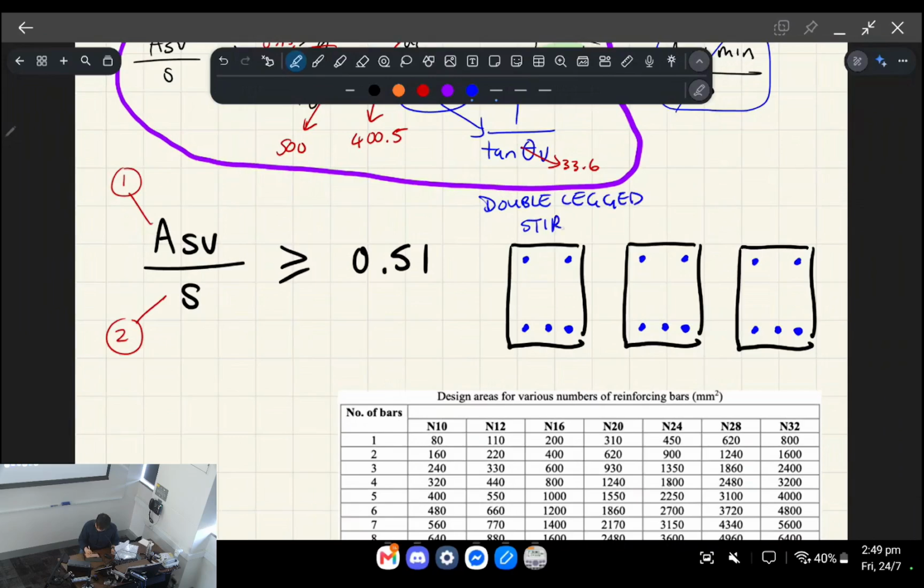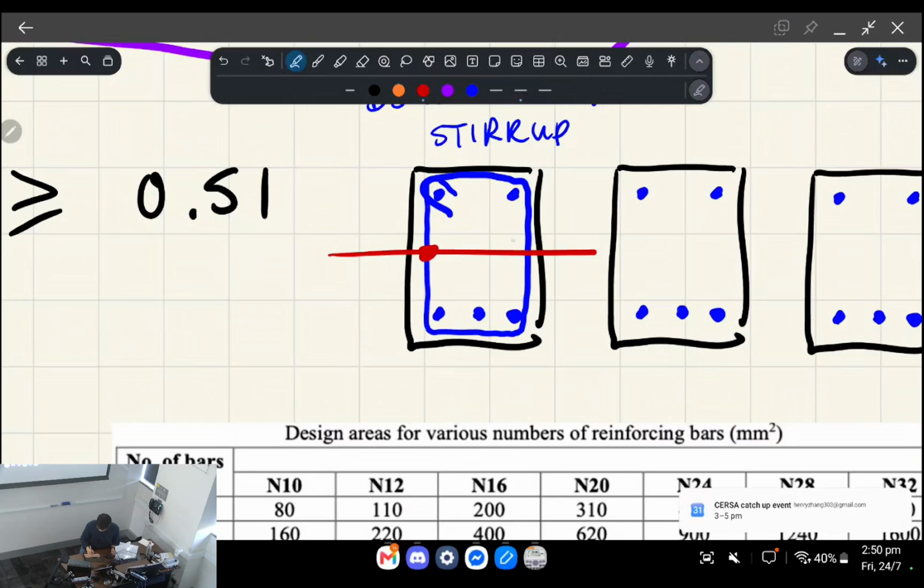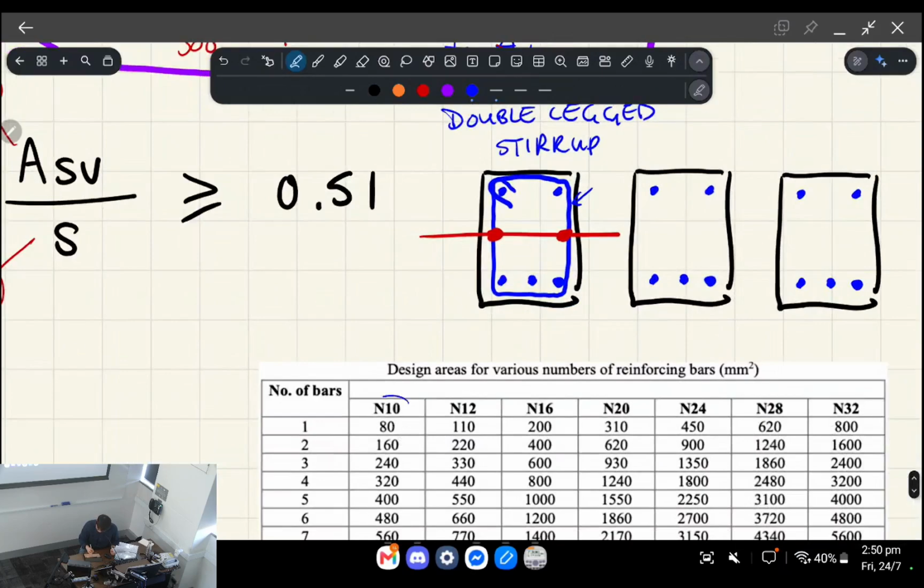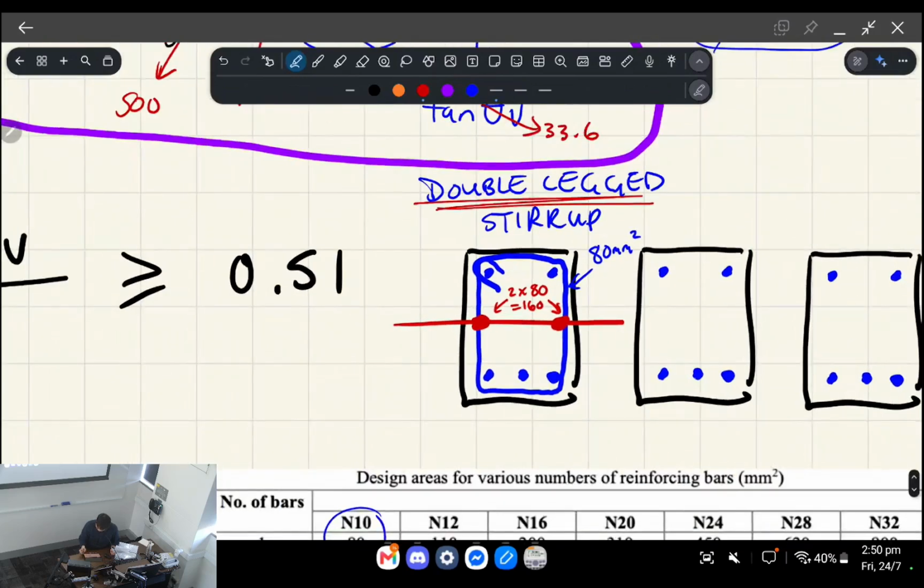The first type you can do is called a double-legged stirrup, okay? A double-legged stirrup refers to a closed stirrup, like so. And it's double-legged because when you cut across this beam, it cuts across 2 legs of your stirrup. So this is a loop. When we're considering the shear area, let's say the individual bar is an N10, 1 bar is 80 millimeters squared. But since we're cutting across 2 of them, we go 2 multiplied by 80, giving us 160. So this is a double-legged stirrup.